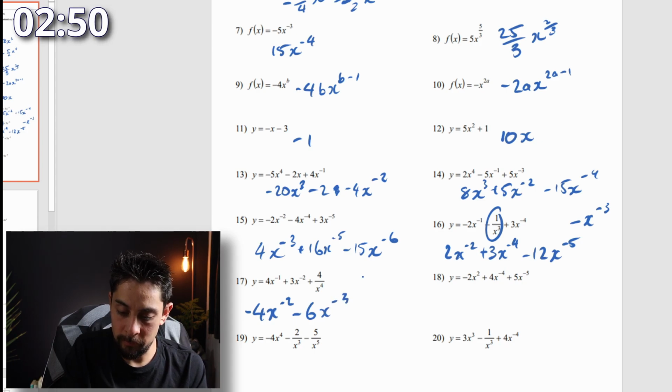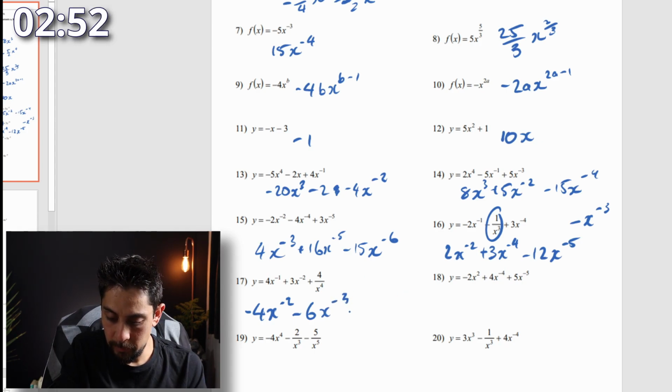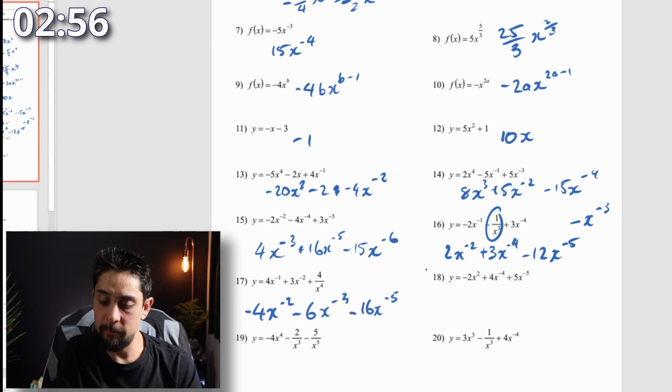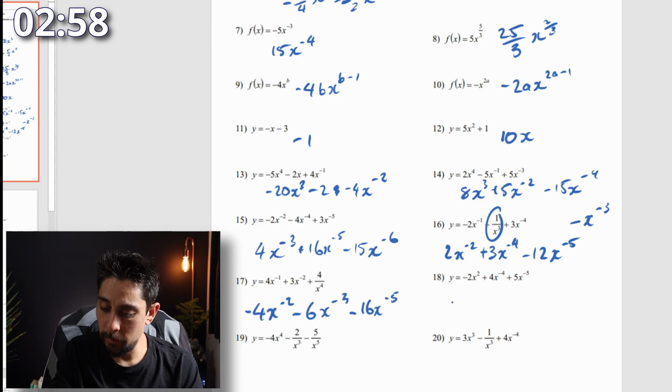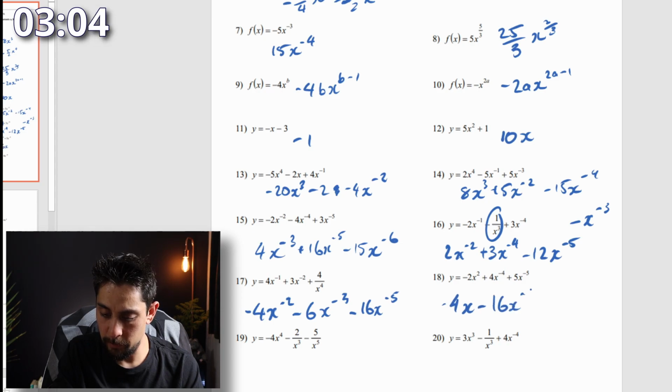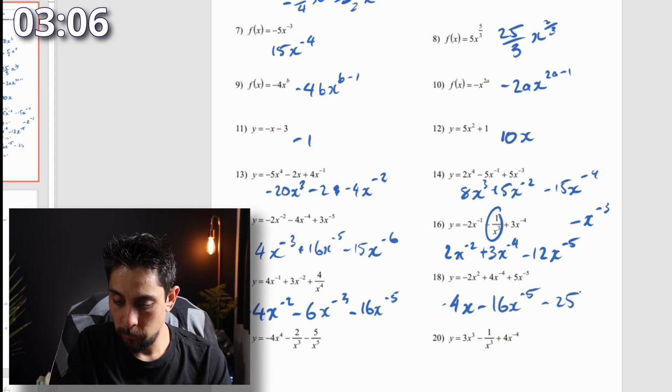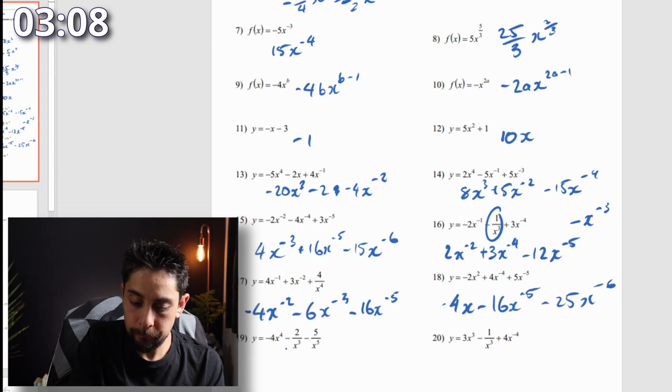I almost wrote a 4 there. So here we'll have a -16x to the -5. I think that's right. But as I said, I'm not the best at doing those in one step. I am trying to get better.